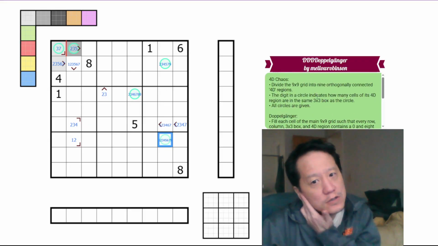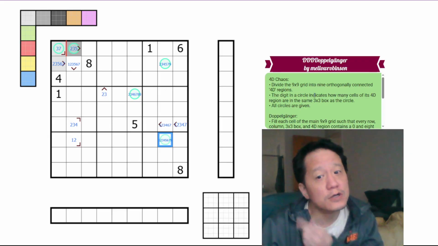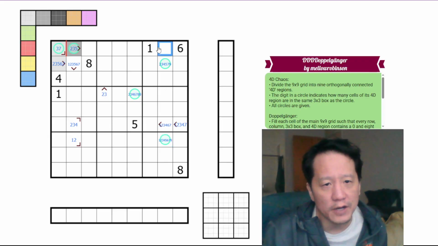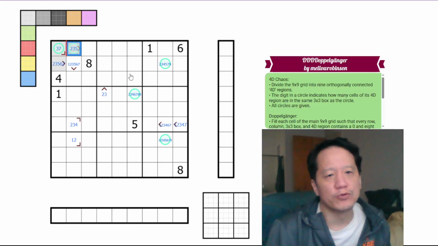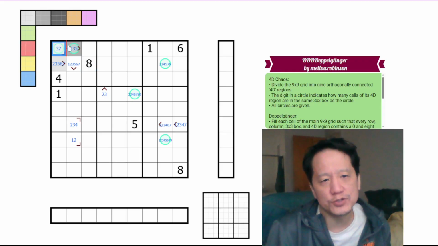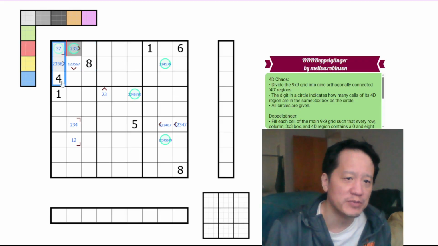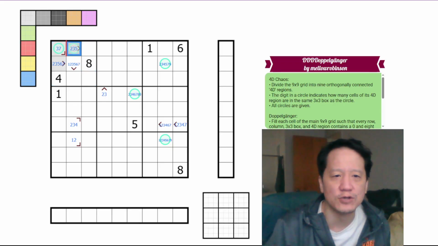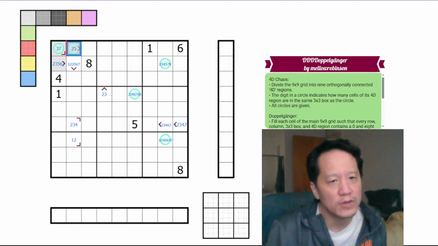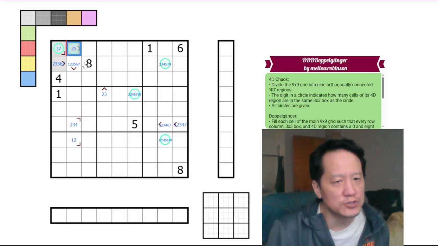All circles are given. So 1 cannot be here. This can't be 3. If this were 3, that means 3 cells would be in this region. This would have to be 7, though, which would mean 7 cells would have to be part of that region, which can't work. So this cannot be 3. Therefore, this is 2 or 5. If this is 7, this has to be 2. If this is 3, this has to be 5.